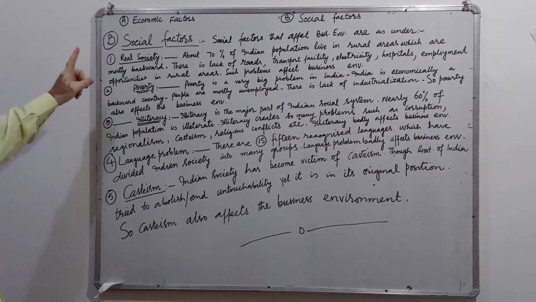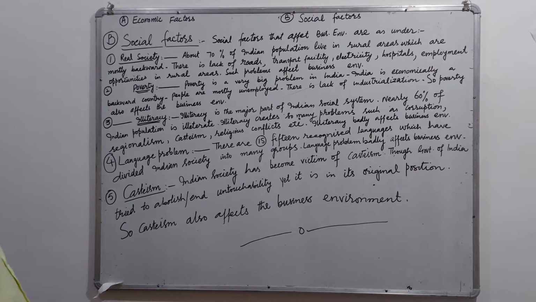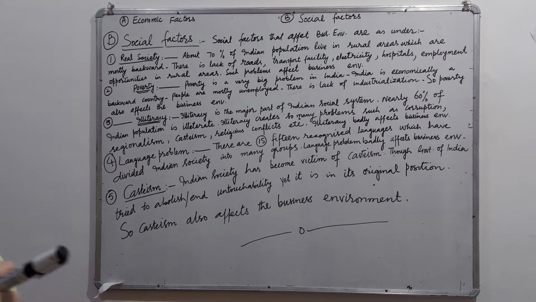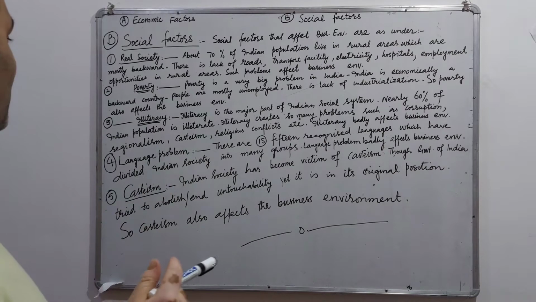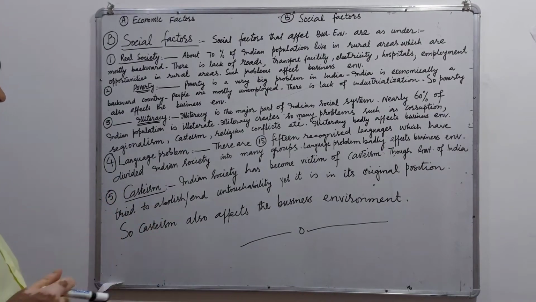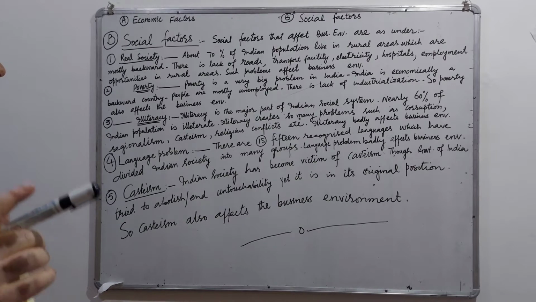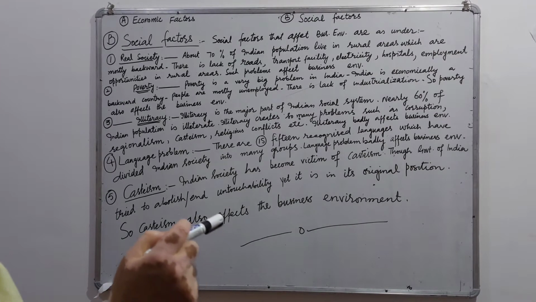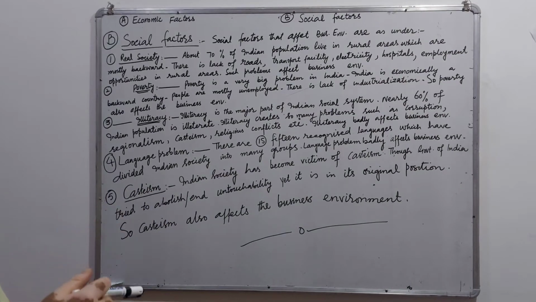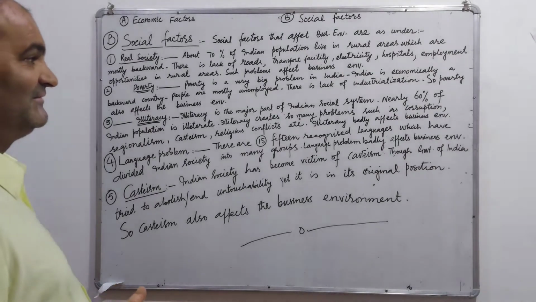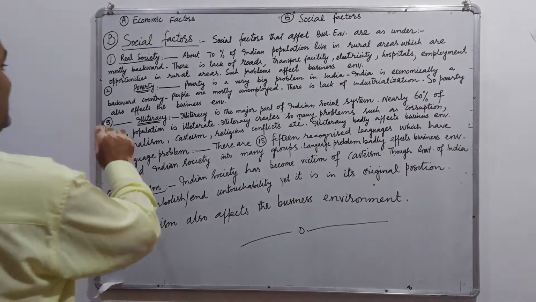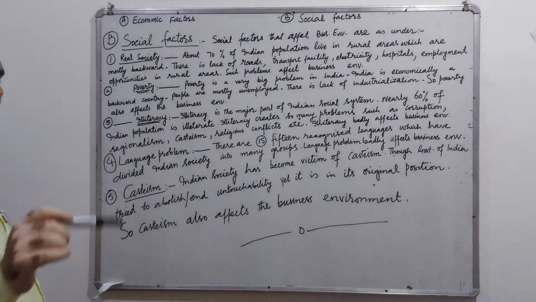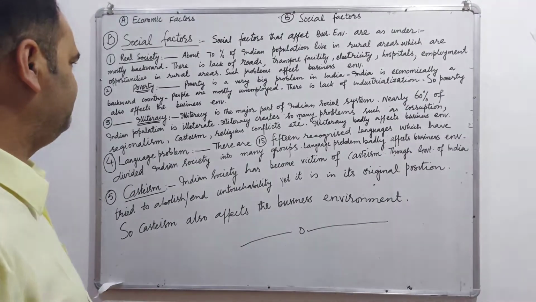Number three, illiteracy. Illiteracy is a major part of the Indian social system. Nearly 60% of the Indian population is illiterate. Illiteracy creates so many problems such as corruption, regionalism, casteism, religious conflicts, etc. This factor badly affects business environment as well as entrepreneurial opportunity.